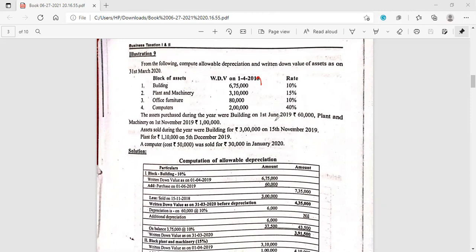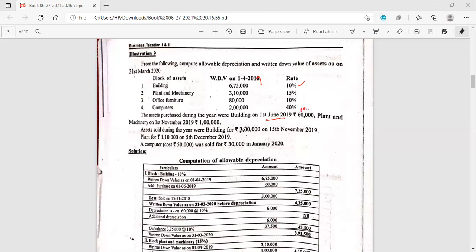Now here building they have purchased on 1st June. So this building must be added to the first block. Since they have purchased it on 1st June, more than 180 number of days, full rate of depreciation we have to calculate, that is 10%.